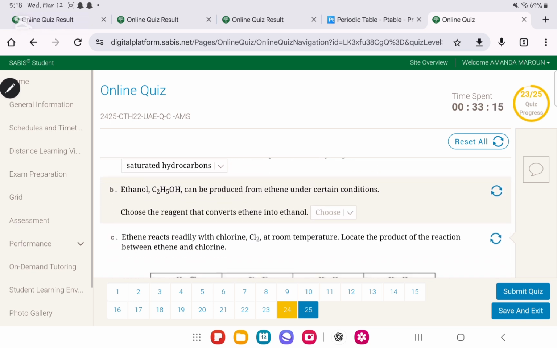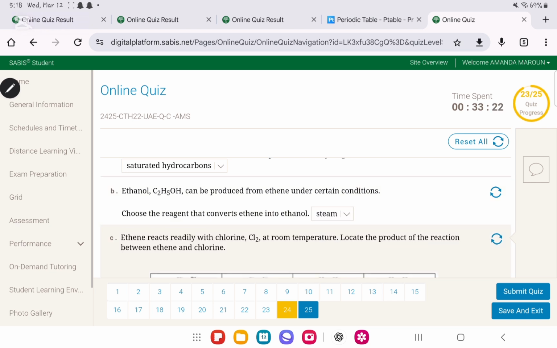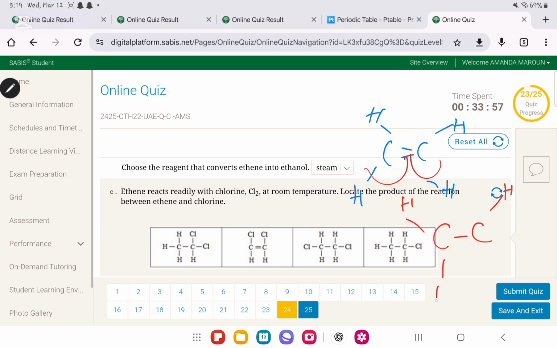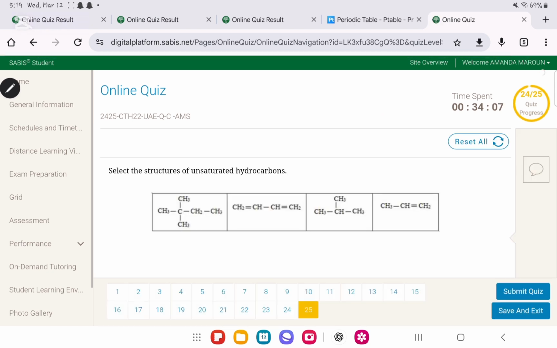Choose the reagent that converts ethene into ethanol. We know that it is steam, very hot water. So water as a gas will convert ethene into ethanol. Finally, they said ethene reacts readily with chlorine, Cl2, at room temperature. Locate the product of the reaction between ethene and chlorine. We know ethene undergoes addition. So if this is ethene and it undergoes addition, it will break the double bond. It becomes C single bond C, with H, H, H, H. And because we're adding Cl2, a Cl goes here and another Cl goes here. So this is the answer we are looking for.